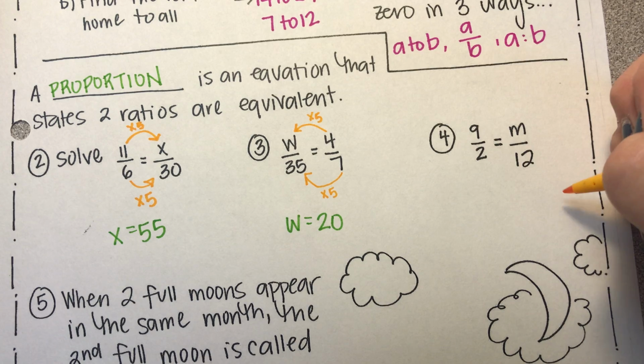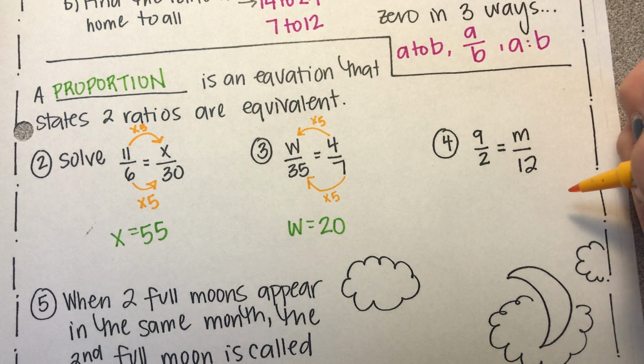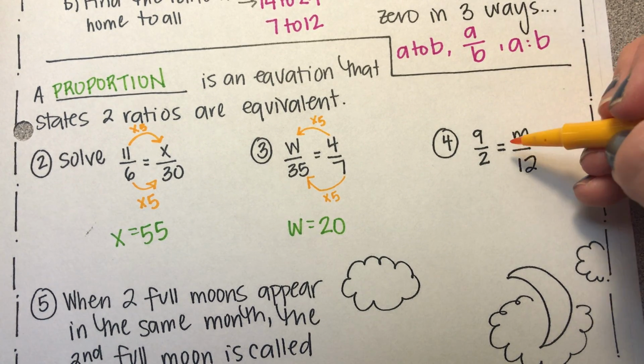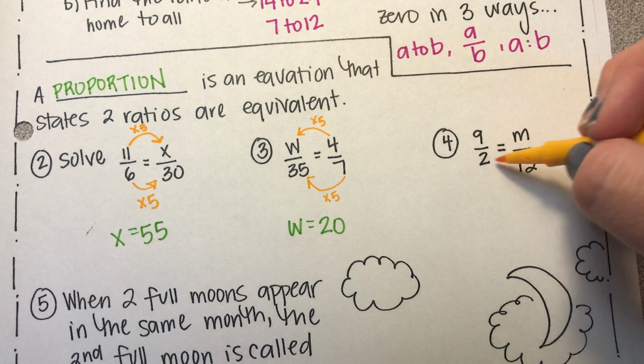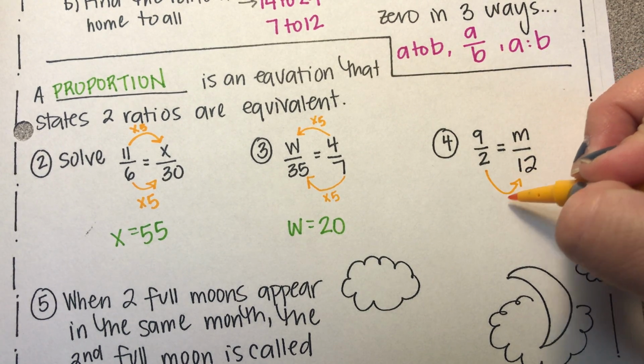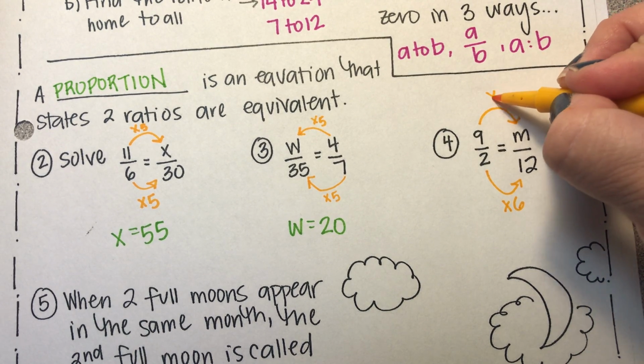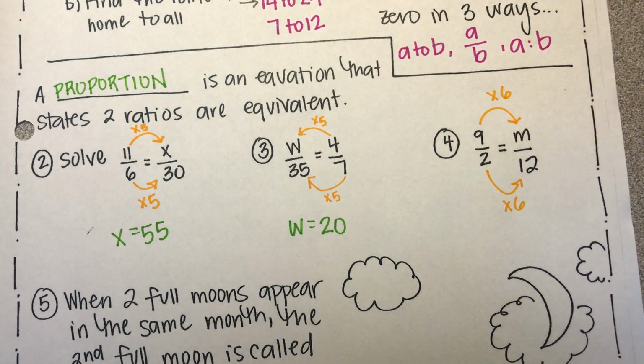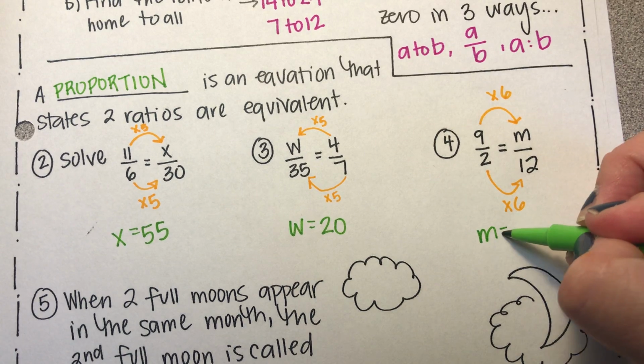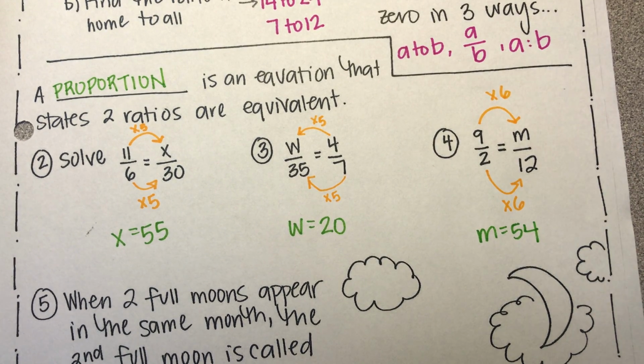Okay, looking at this one, what's the relationship between 2 and 12? 2 times 6 is 12, so 9 times 6 is 54. So m would equal 54.